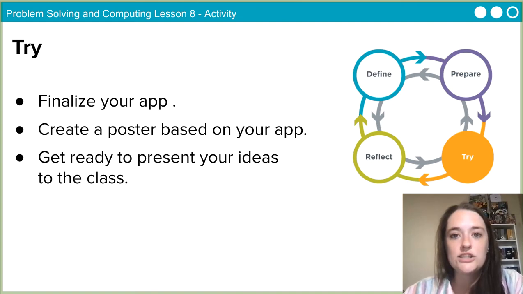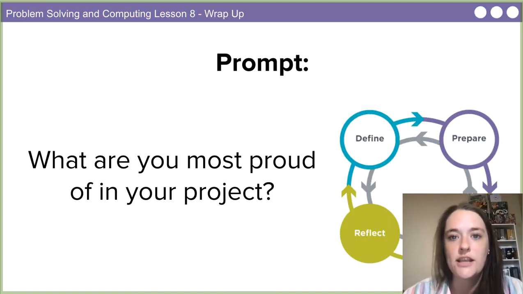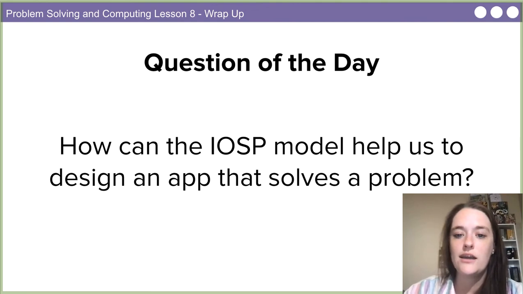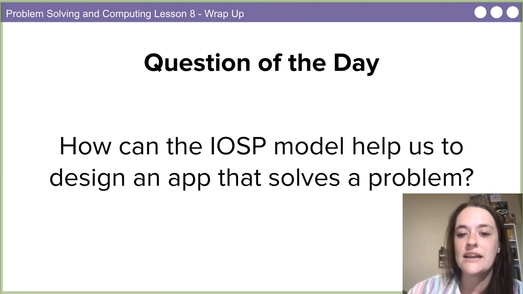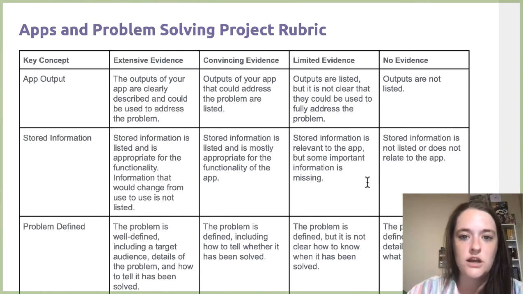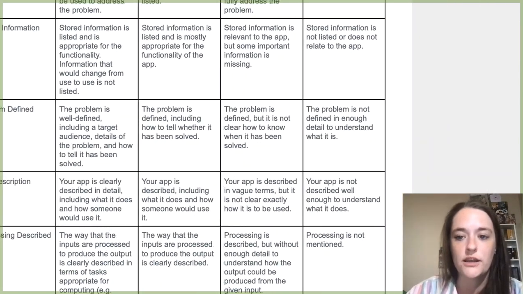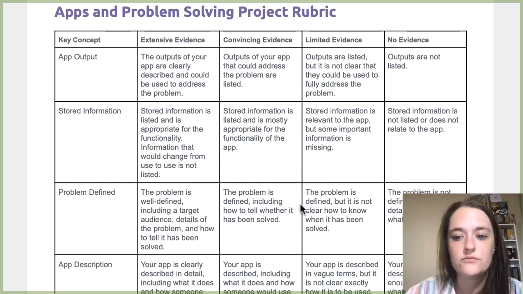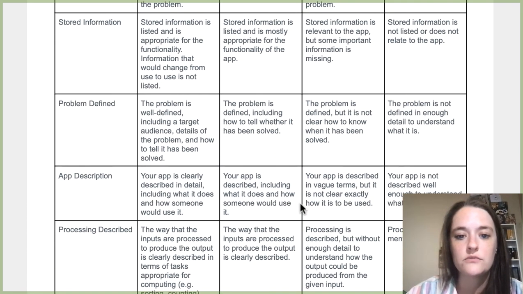So once you're done with all of those things, don't forget to complete the wrap-up journal. What are you most proud of in your project? Okay, and again, you should be able to answer this question. How can the IOSP model help us to design an app that solves a problem? Now, you also have a peer review, nope, not a peer review. It's a project rubric. This is in Schoology. You need to grade yourself based on this rubric.